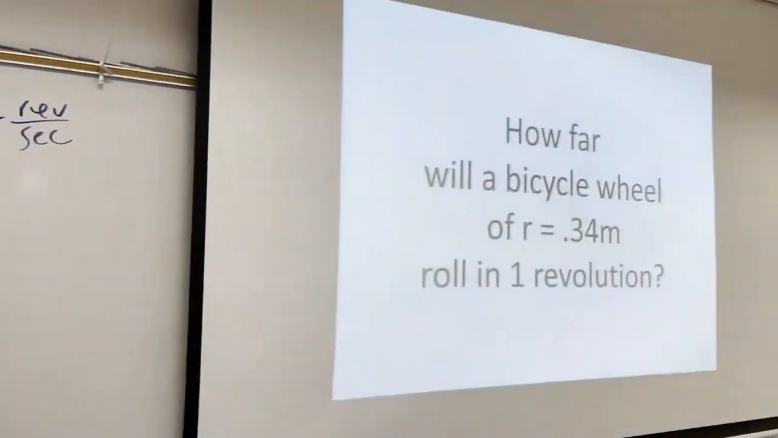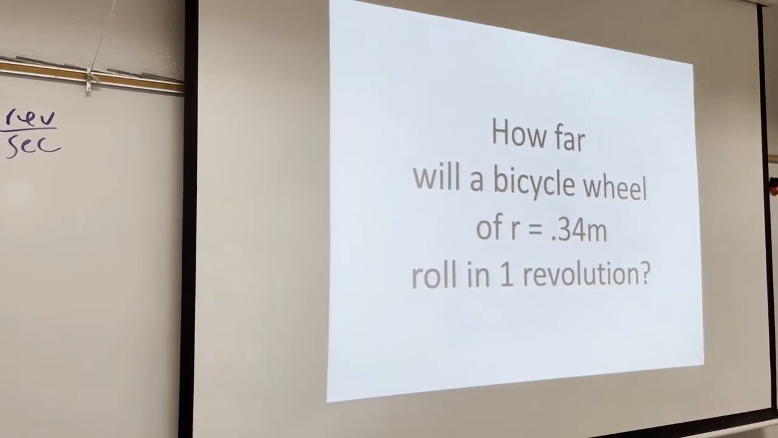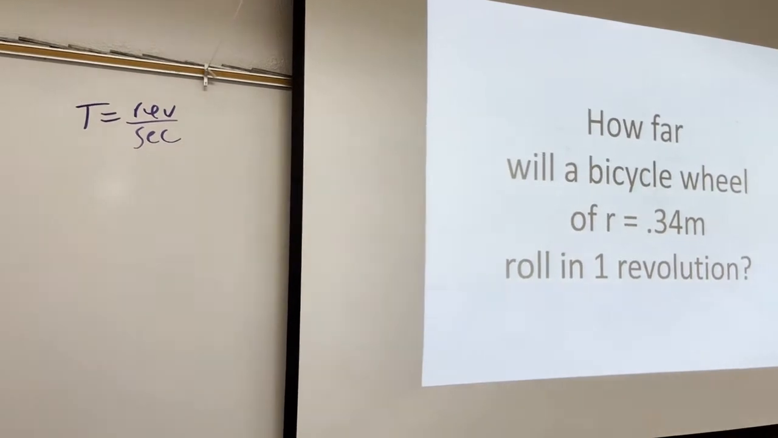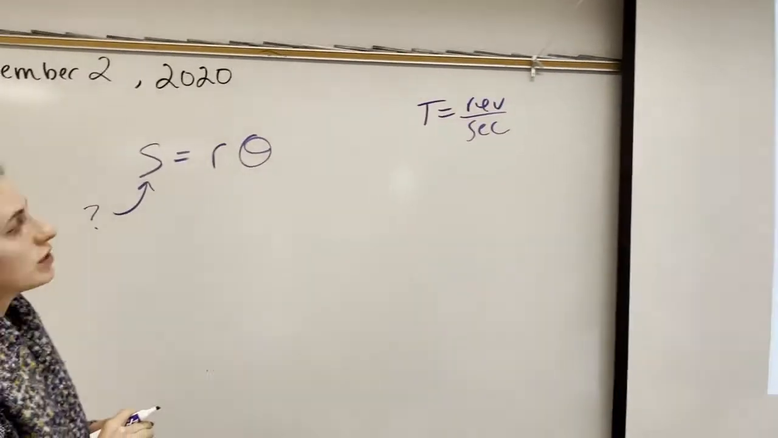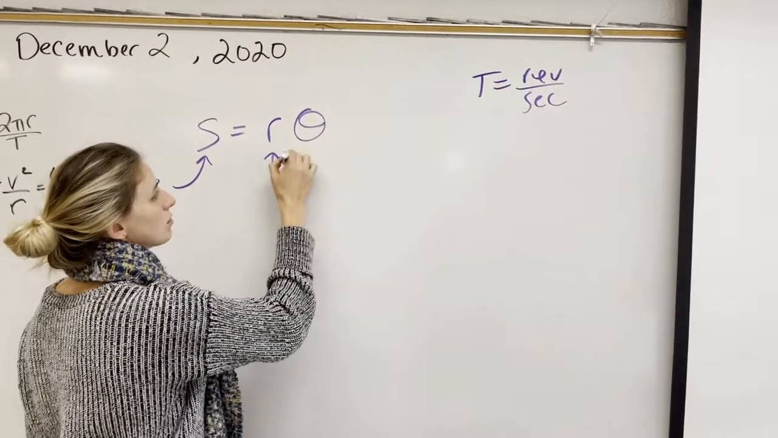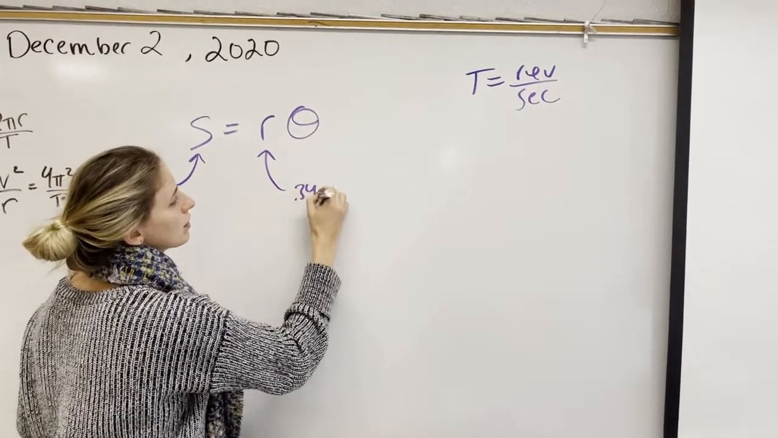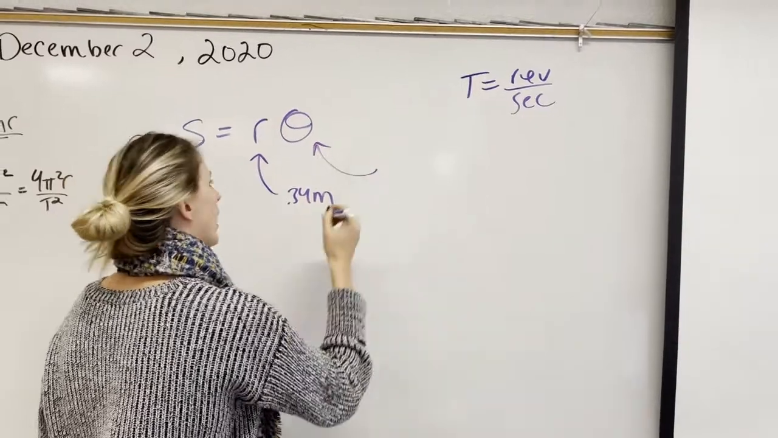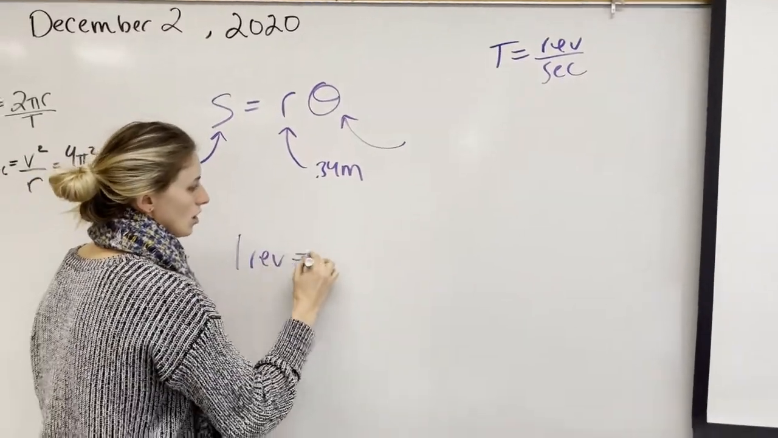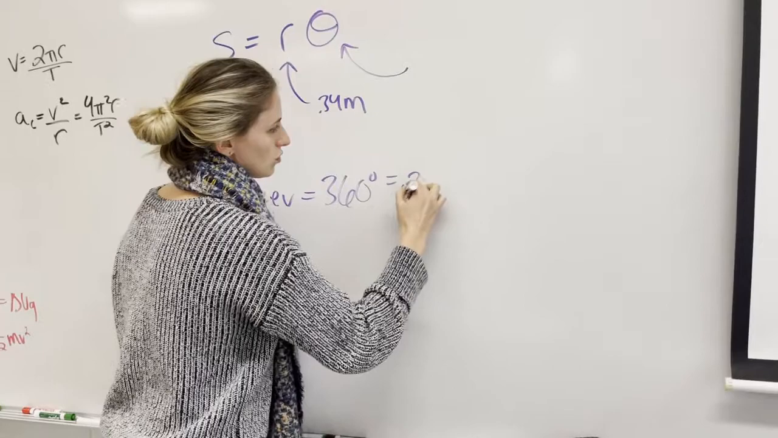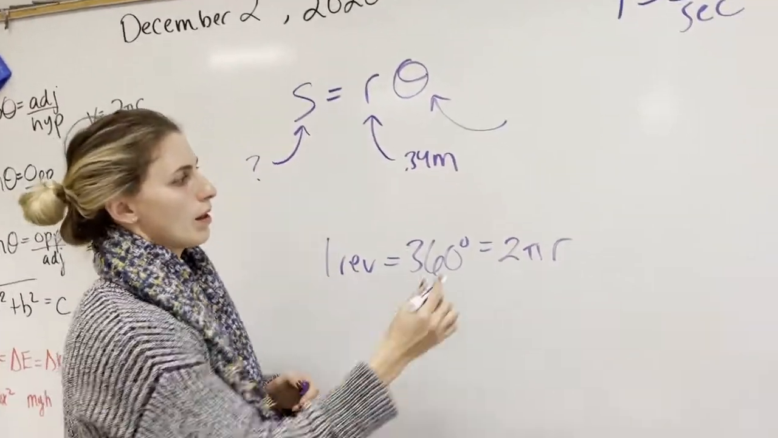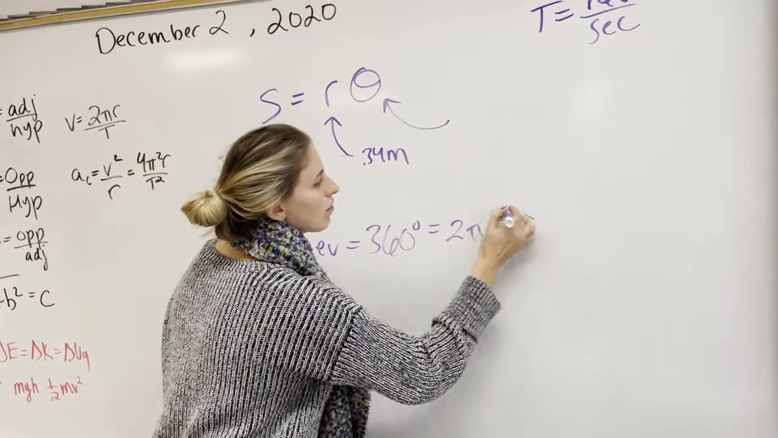We want to know how far a bicycle wheel will roll. That's what we're trying to find. A bicycle wheel of radius, so that's our radius, 0.34 meters. Roll in 1 revolution. Well, we said that 1 revolution equals 360 degrees, which equals 2 pi radians. And since we're using this equation, we have to use radians.